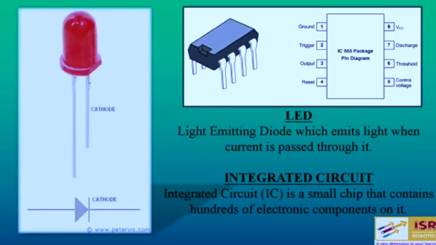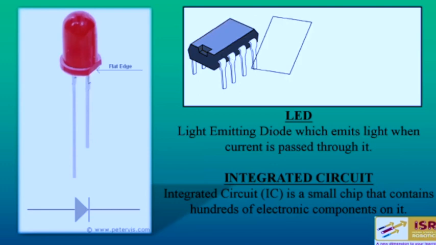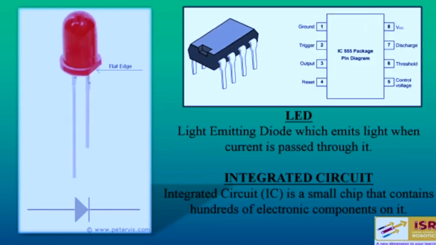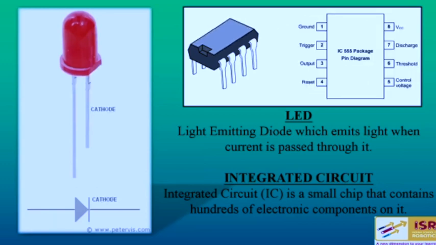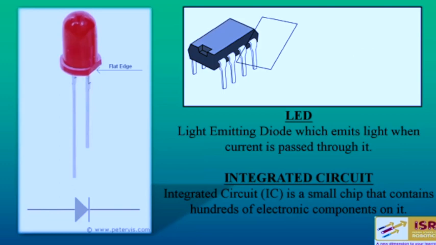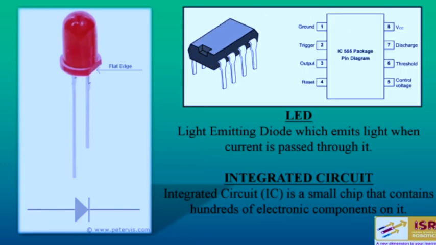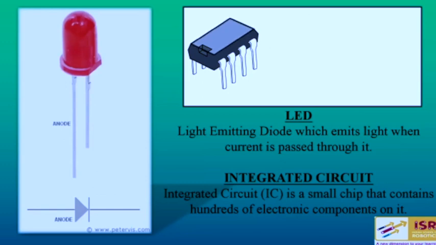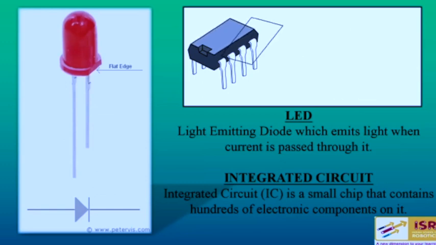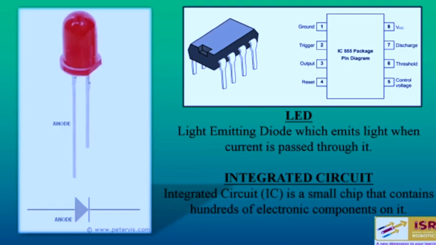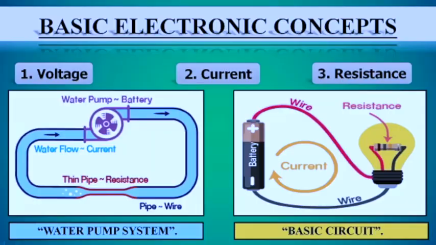Next is integrated circuit. Integrated circuit, that is IC, is a small chip that contains hundreds of electronic components on it. See, we have various different types of electronic components and IC is the one on which you can actually fix numerous components like LED, resistor, transistor, and so on.